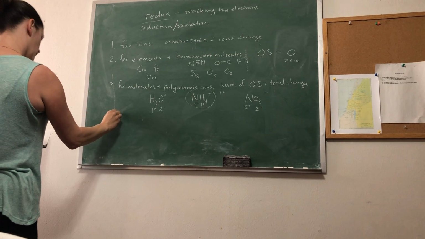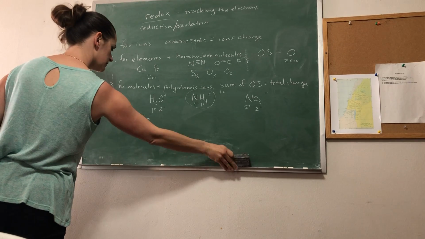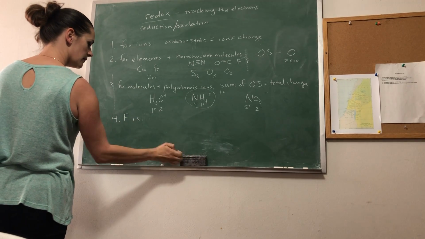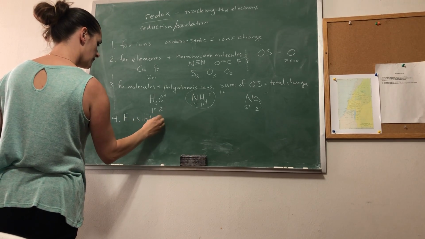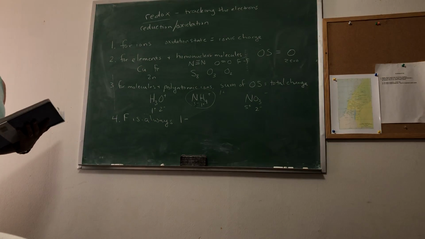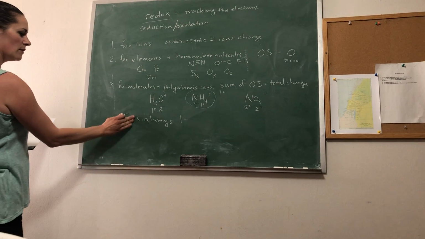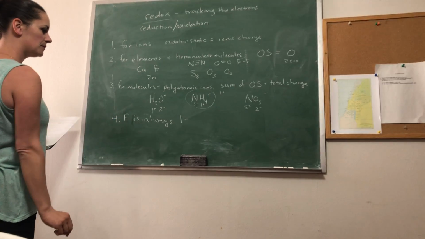So that brings us to rule 4. Fluorine is always -1. And that's because it's the most electronegative element.